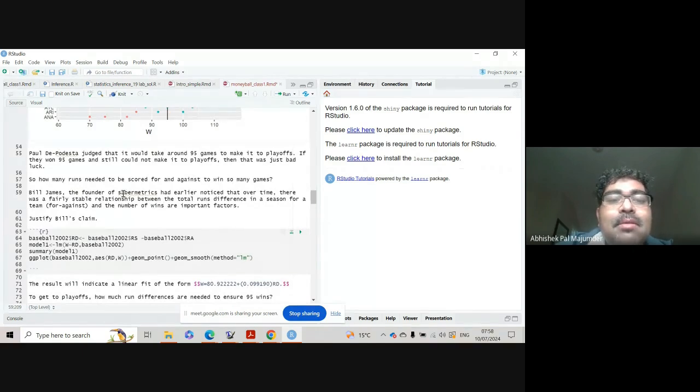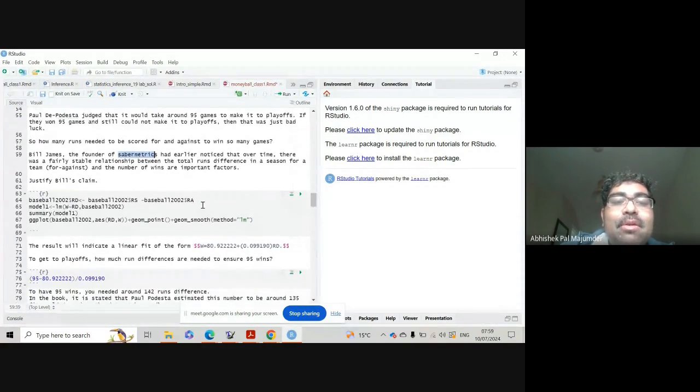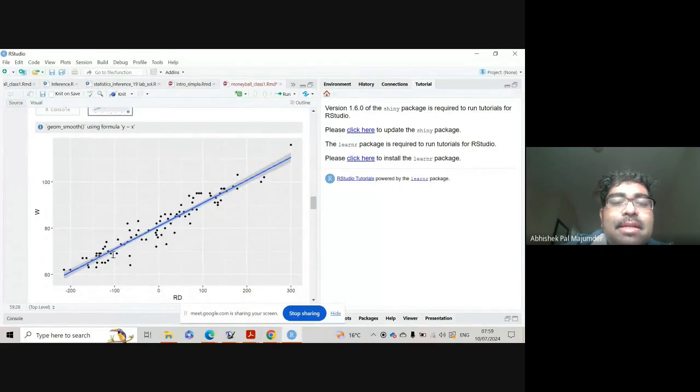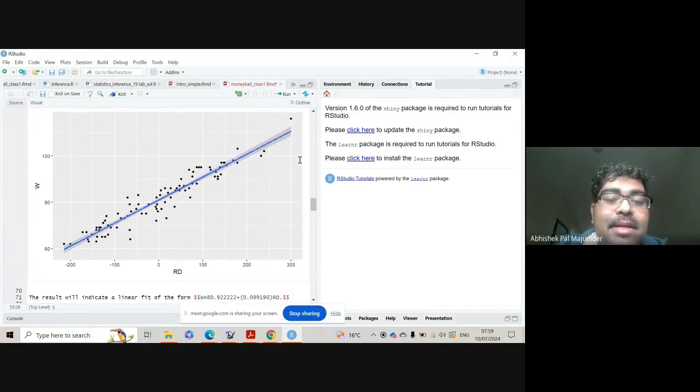So this is one particular cybernetics founder, Bill James. He hypothesized that there is a stable relationship between the total run difference in a season for a team and the number of wins. Now, if I find the total run difference for every team and regress W on that, then I will have a very close linear relationship between the number of wins and the total run difference. And you can see a very good fit of the linear regression.